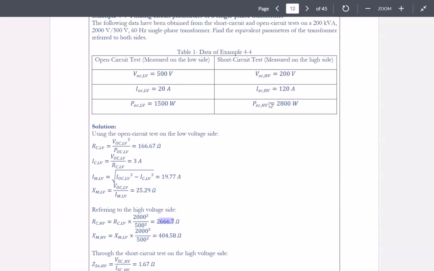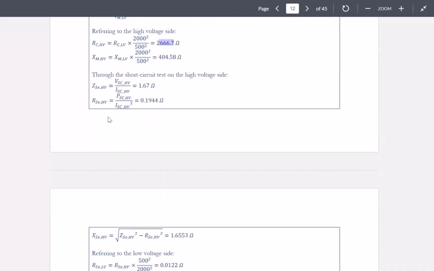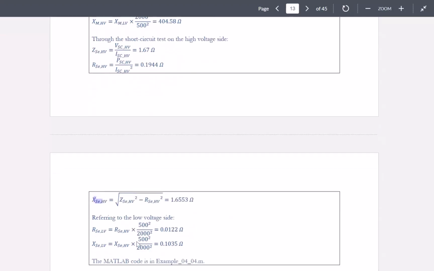Now, on the short circuit test, we're doing that on the high voltage side, which means that if you do the calculations, the values that you see for R_SE and X_SE are referred to the high voltage side. So if you want to refer them to the low voltage side, then you have to transform them based on the turns ratio of the transformer.